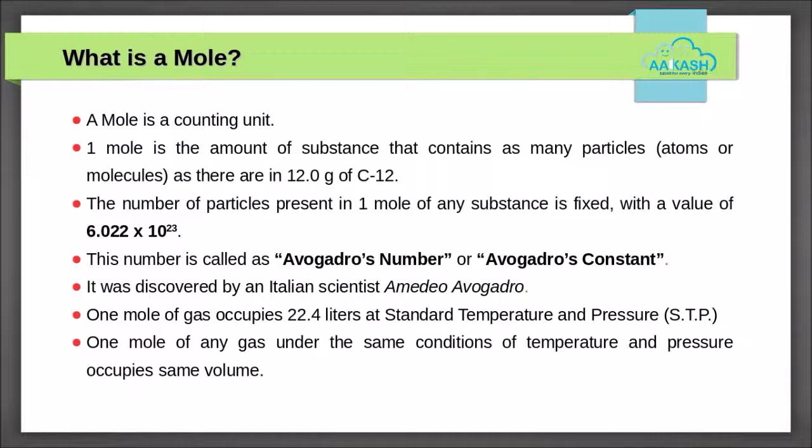The number of particles present in 1 mole of any substance is fixed, with a value of 6.022 × 10^23. This number is called Avogadro's number or Avogadro's constant. It was discovered by an Italian scientist, Amedeo Avogadro. 1 mole of gas occupies 22.4 liters at standard temperature and pressure, that is STP. 1 mole of any gas under the same conditions of temperature and pressure occupies the same volume.